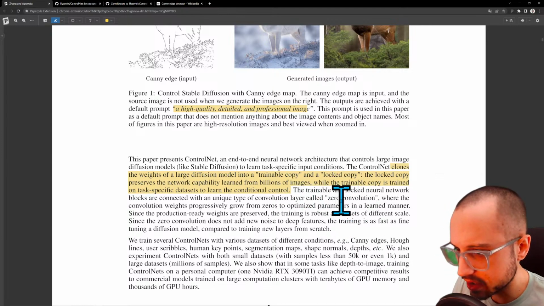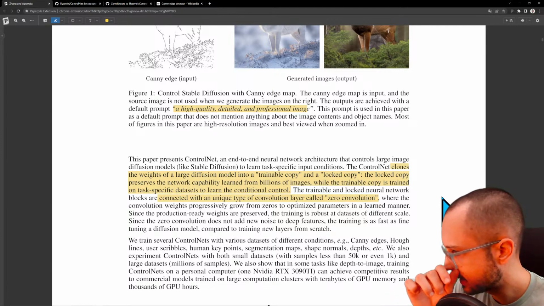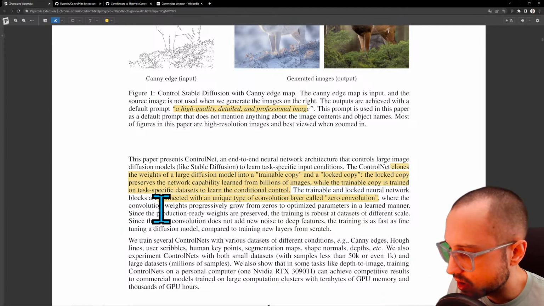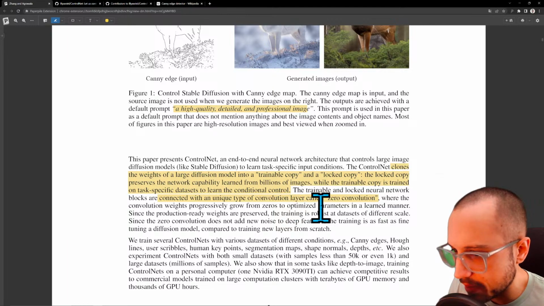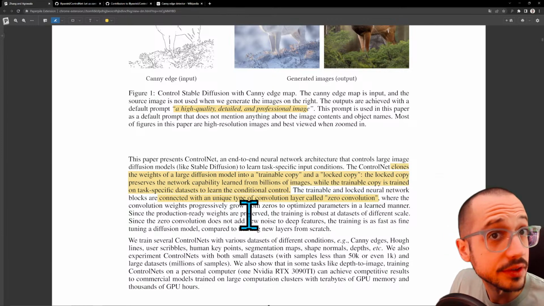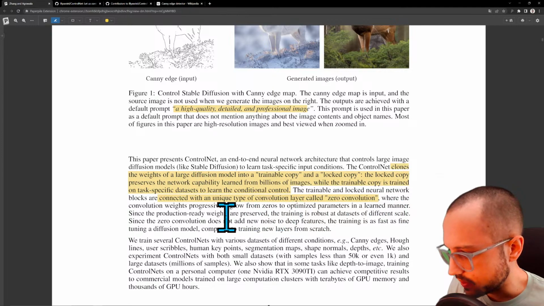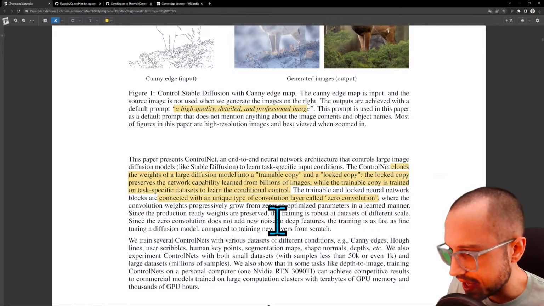"The trainable and locked neural network blocks are connected with a unique type of convolutional layer called a zero convolution," there we go, "where the convolution weights progressively grow from zeros to optimal parameters in a learned manner." Okay, so there's some interesting initialization going on here. "Since the production-ready weights are preserved, the training is robust at datasets of different scale. Since the zero convolution does not add new noise to deep features, the training is as fast as fine-tuning a diffusion model, compared to training new layers from scratch."